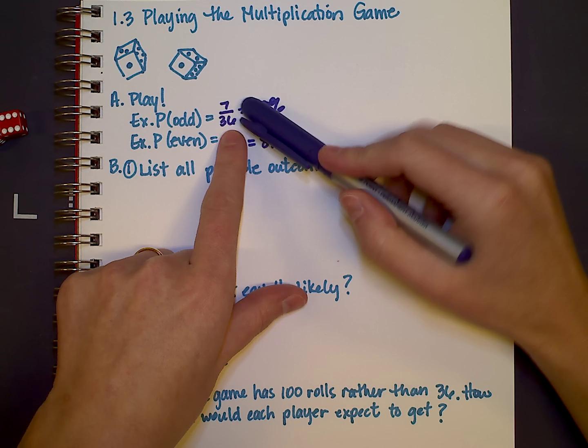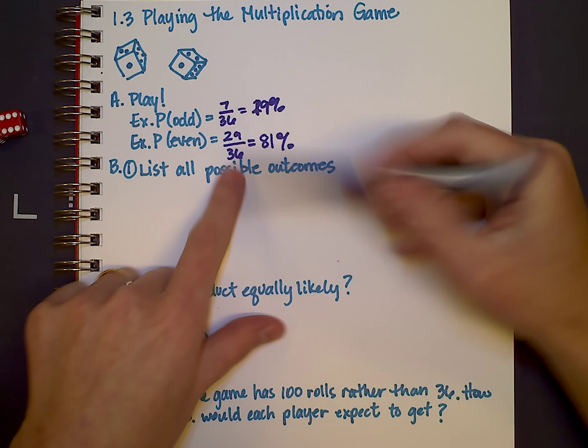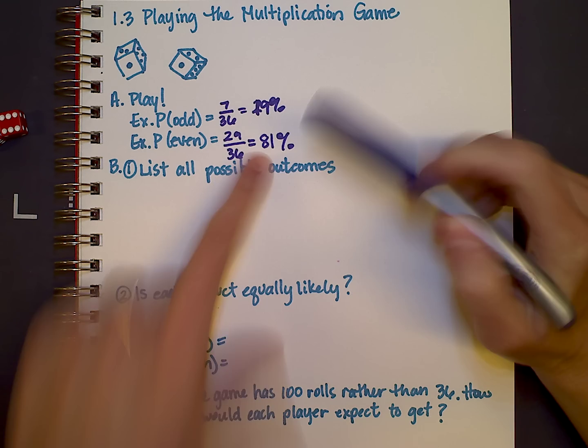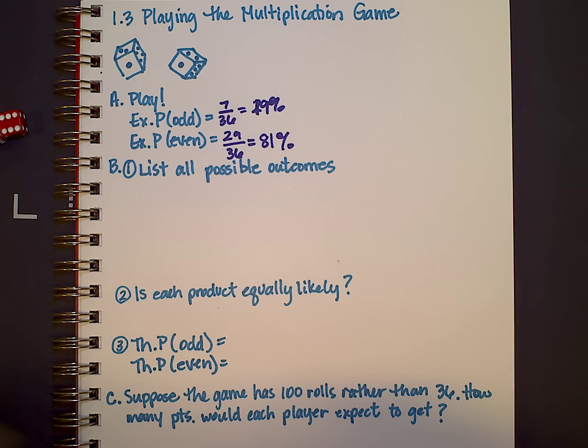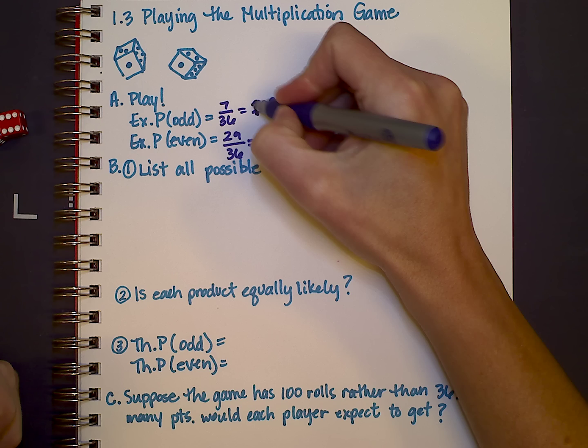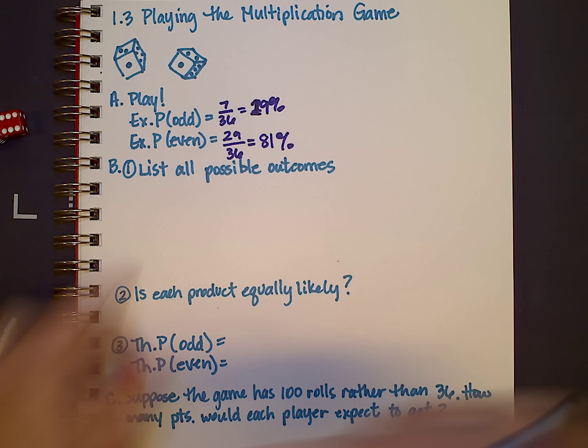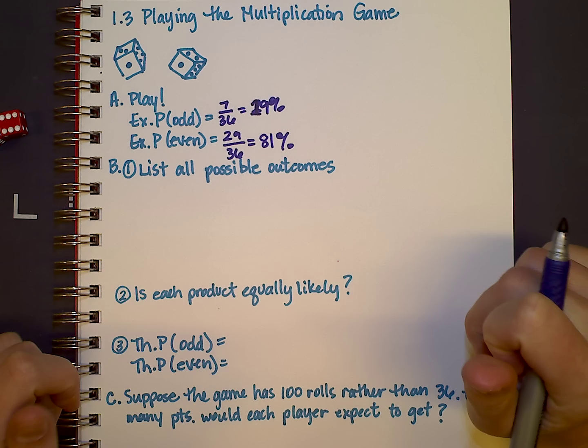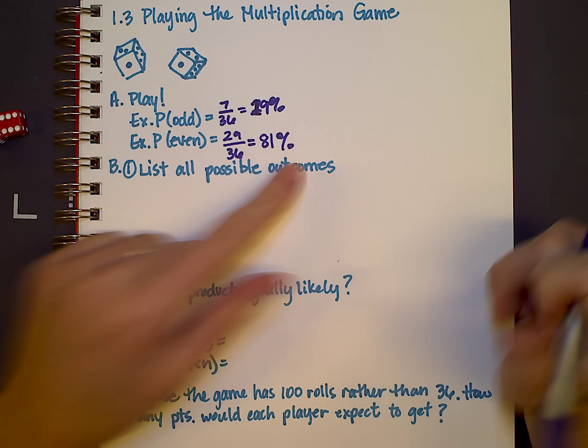Just like I said, 7 out of 36 I found were odd, 29 out of 36 I found were even. These are all the products. 7 out of 36 is approximately 19% and 81% for even. So it sure seems like this game isn't fair.